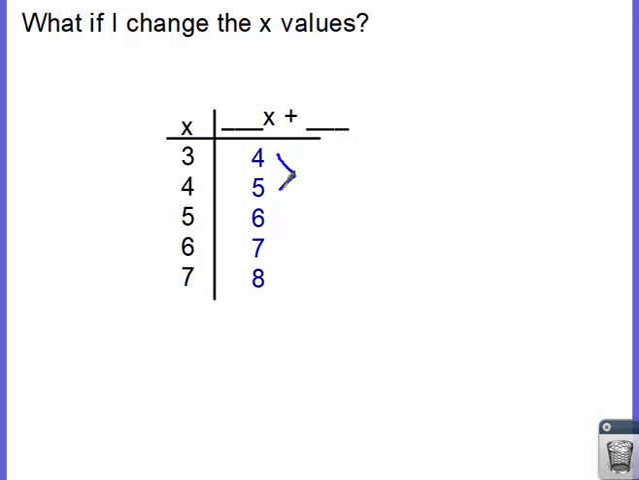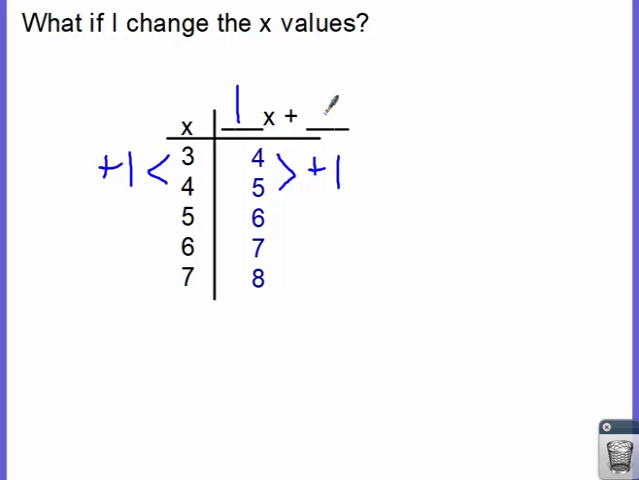So I look for my pattern on the right, +1. My pattern on the left, +1. 1 divided by 1 is 1. So now there are a couple ways of finding this value right here. Okay, one way is you just go find it.